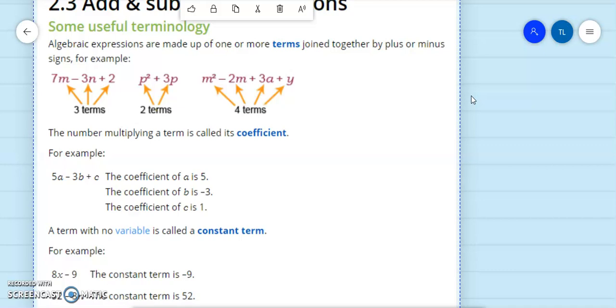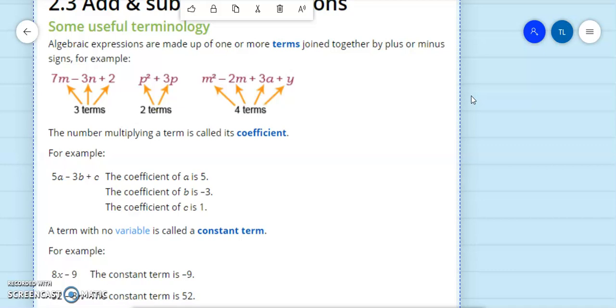And the next example is p squared plus 3p. So p squared is the first term, 3p is the second term. P squared is not the same as p. P squared means p times p, so it's a different term, so we cannot simplify it. And the next example has four terms.